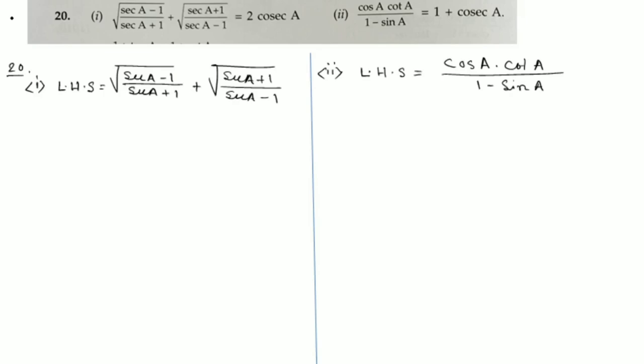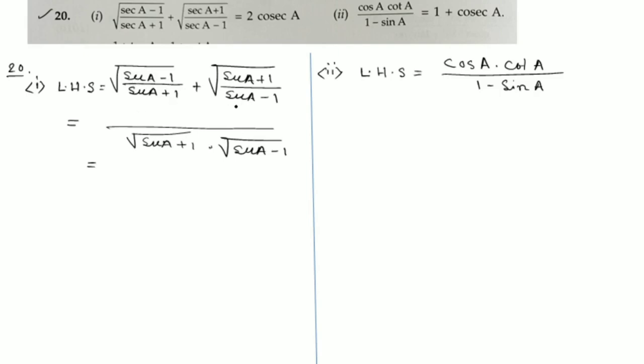Now I will solve problem number 20, and the problem is root over sec A minus 1 divided by sec A plus 1 plus root over sec A plus 1 divided by sec A minus 1 is equal to 2 cosec A. I have already written down the problem. So here how can I do it? Here I make an LCM, root over sec A plus 1 into root over sec A minus 1.